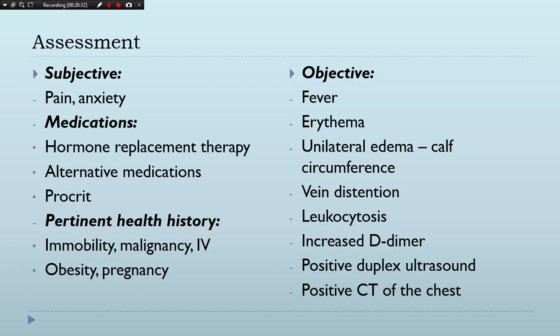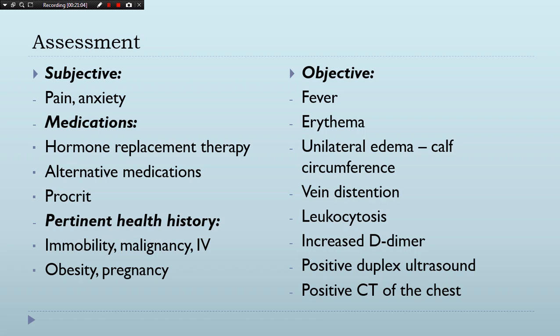Are they on synthetic erythropoietin to stimulate red blood cell formation, known as Procrit? It increases a patient's risk for blood clots. We're going to look at any pertinent health history, histories of cancer, recent IV placement, and we're going to look at some objective findings. Are they febrile? Is their white count elevated? Do they have unilateral edema, and have we measured their calf circumference?